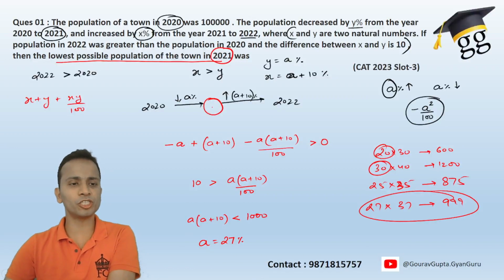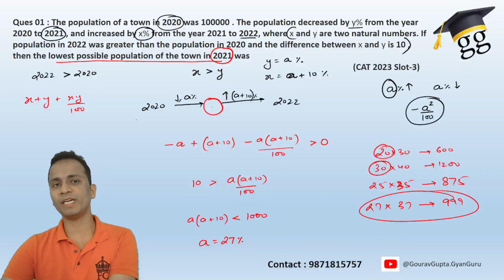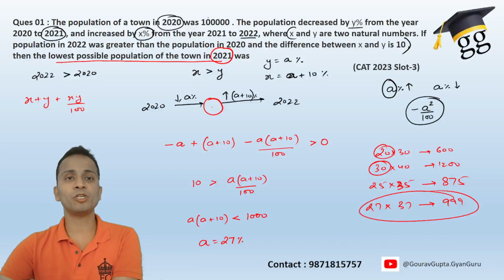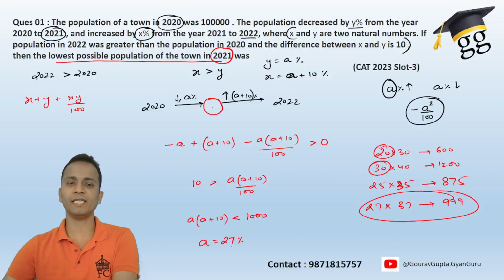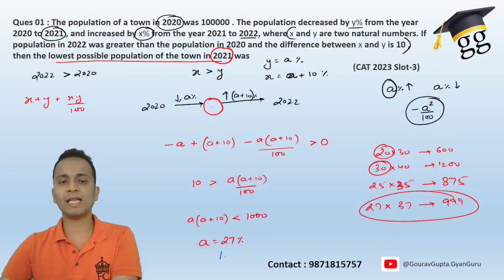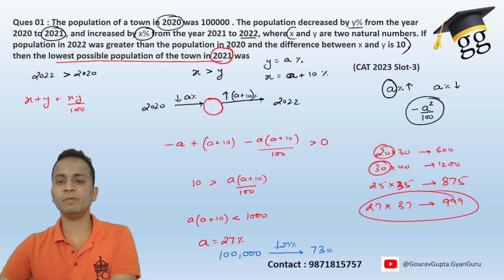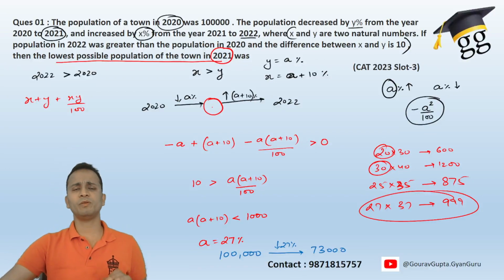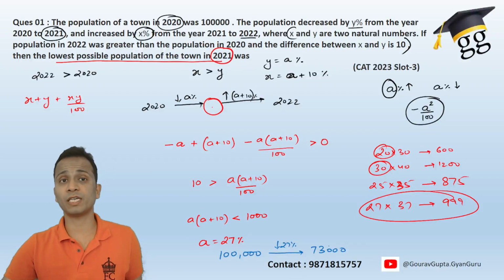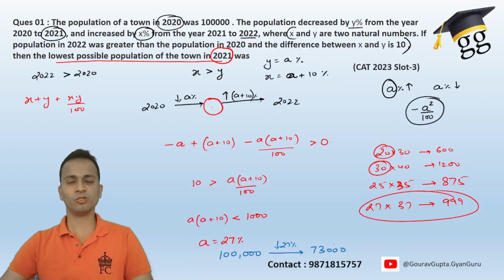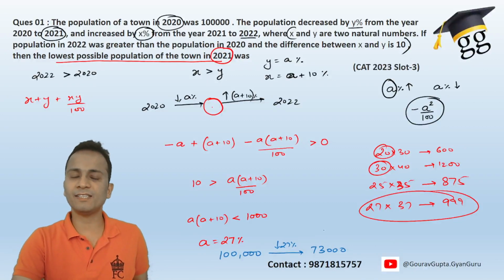Okay. So now the population of 2021. To get this population, what we'll do? Population of 2020 will be decreased by 27%. So population of 2020 was 1 lakh. 1 lakh को 27% से decrease कर दो. So 1 lakh when decreased by 27%, the value that you will get will be 73,000, and this will be the lowest possible population of the town in 2021. So the answer for this question will be 73,000.